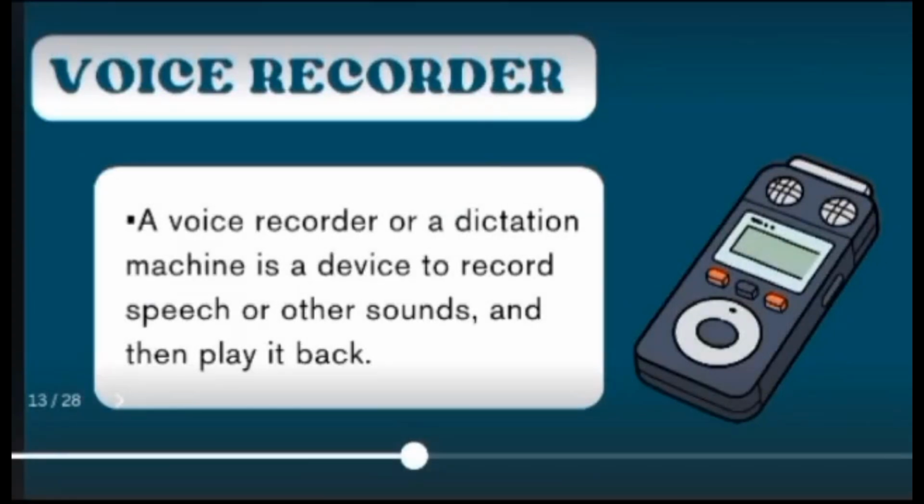Next is a voice recorder. So it is a device to record speech or other sounds and then play it back. So think of it like a digital notepad for sound. So instead of writing notes, you speak them. So for real-life use, journalists use them for interviews, and doctors sometimes use them to record notes about patients quickly.